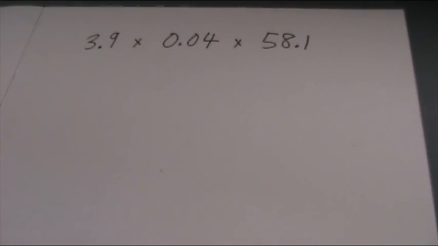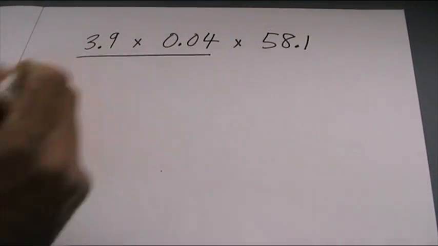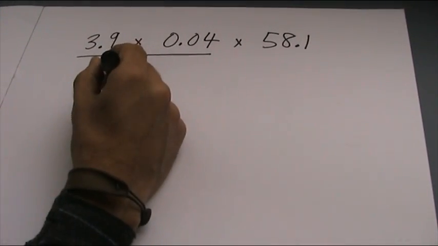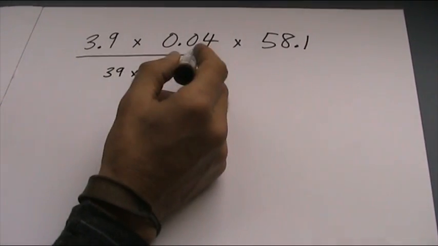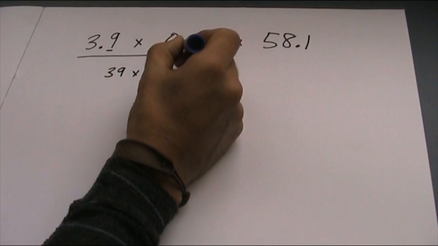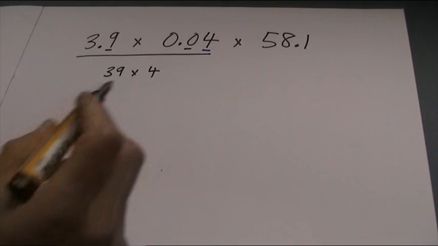Okay, here we go. We've got a multiplication question. 3.9 times 0.04 times 58.1. Three numbers to times together. We've got two lots of multiplication to do. So we're going to take these two numbers here and we're going to times them together. And we're going to treat it as a 39 times a 4. But we are going to remember that there's a total of 3 digits behind the decimal point.